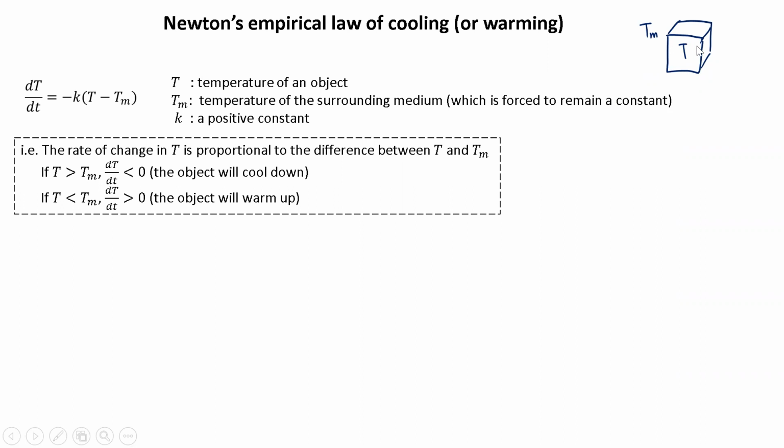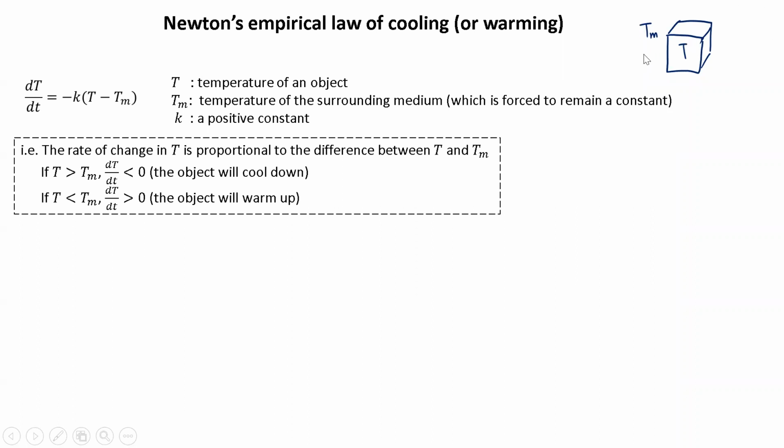Because the temperature is decreasing, or the hot metal temperature is decreasing. So that's why you have this minus sign in front. On the other hand, if you consider another situation, let's say instead of a hot piece of metal, this is a very cold piece of metal. Okay, it's colder than the surrounding air, let's say.